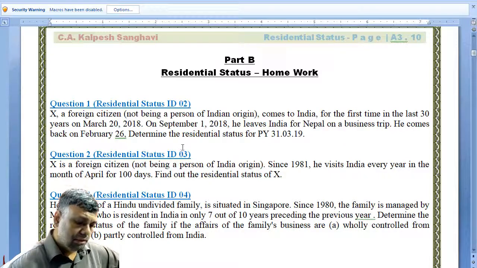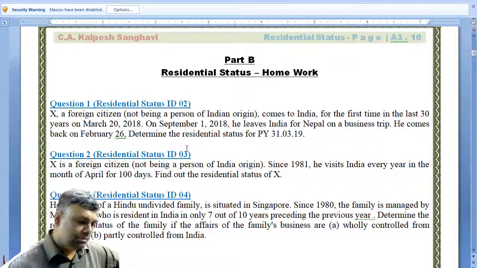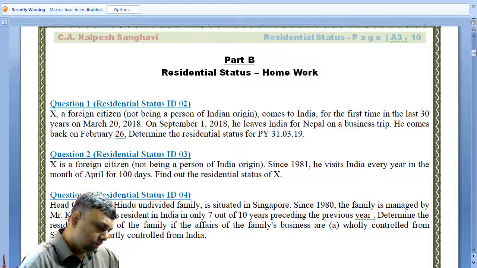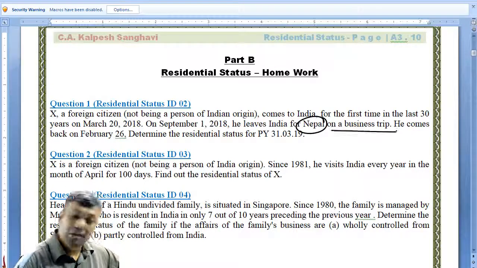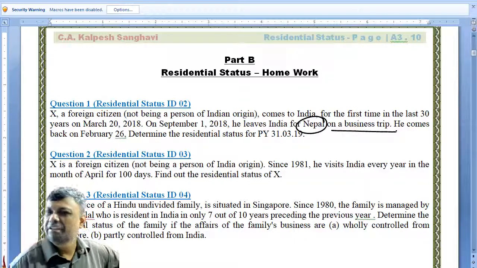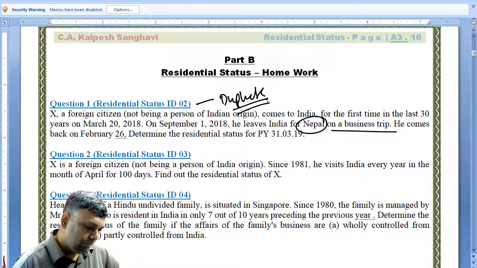Residential status, homework types, but I will solve them also. But here these few questions, friends, first of all, they are duplicate type questions, so I just bring it to your notice. Again, this Nepal trip is coming because it is a very famous question, friends. Very famous question. So it is a duplicate. Okay, so I am not solving it.